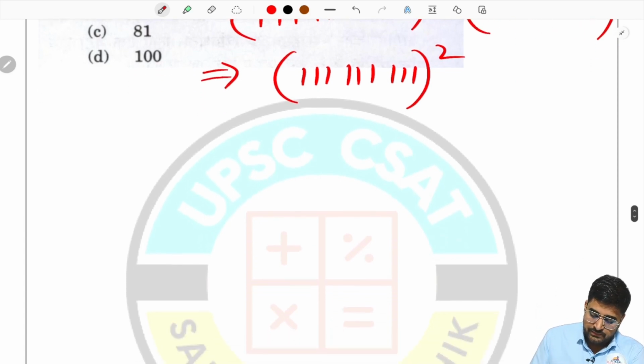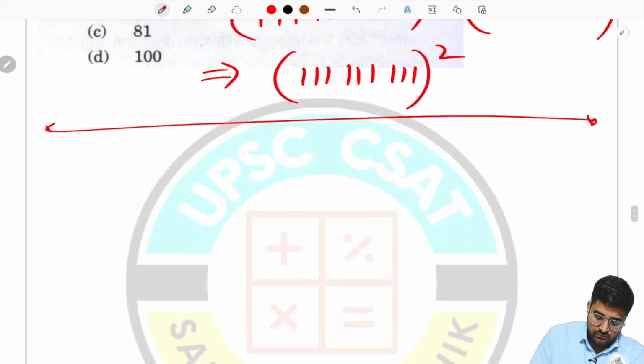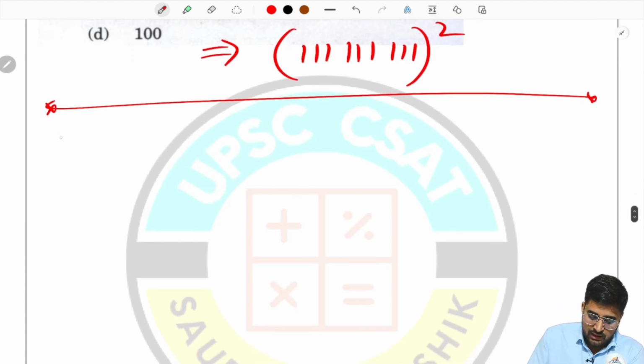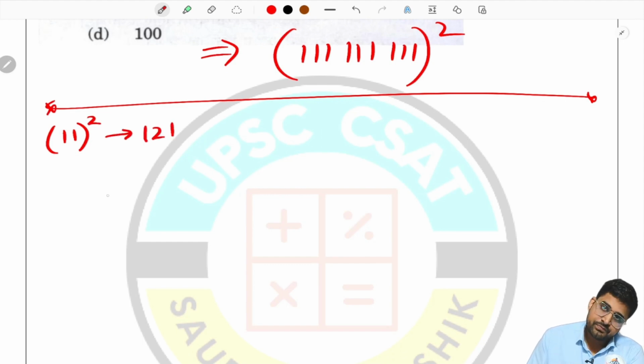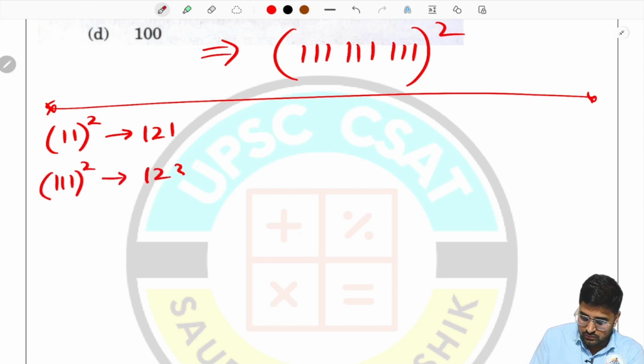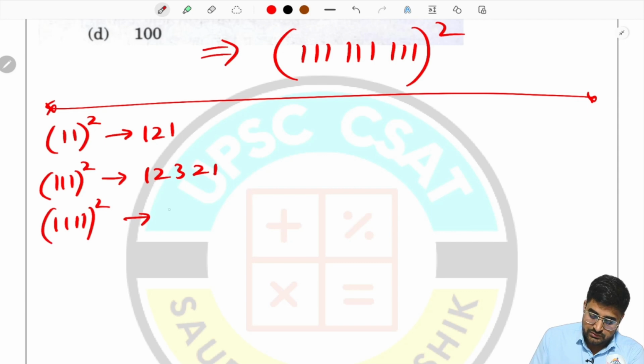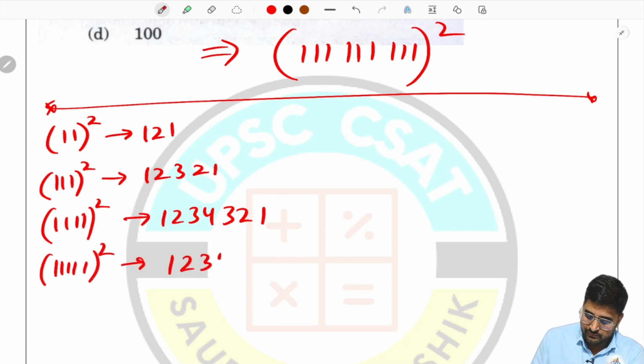Let me tell you one special arrangement for this kind of question. As we know that 11 square is 121. Now 111 square is 12321. It's 4 times 4, so 1 2 3 4, now reverse, 3 2 1. Now it is 5 times, so you have to go to the 5.